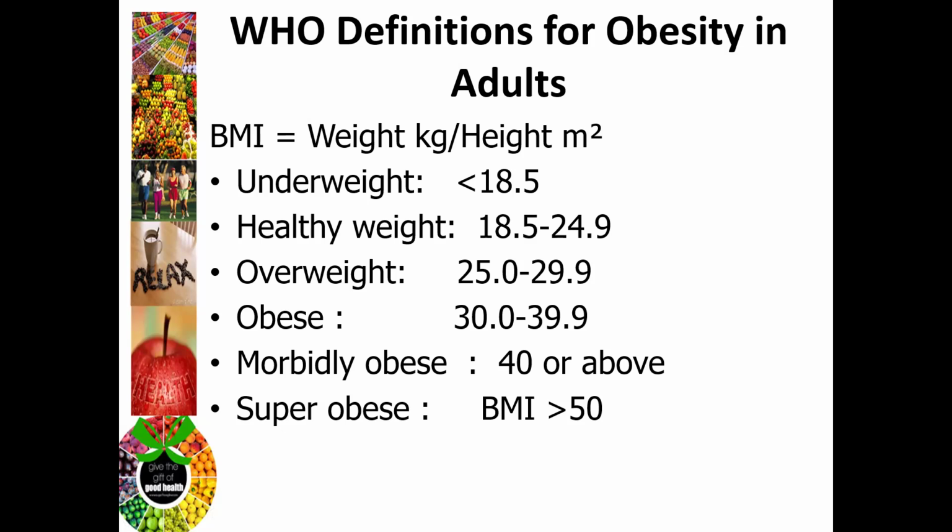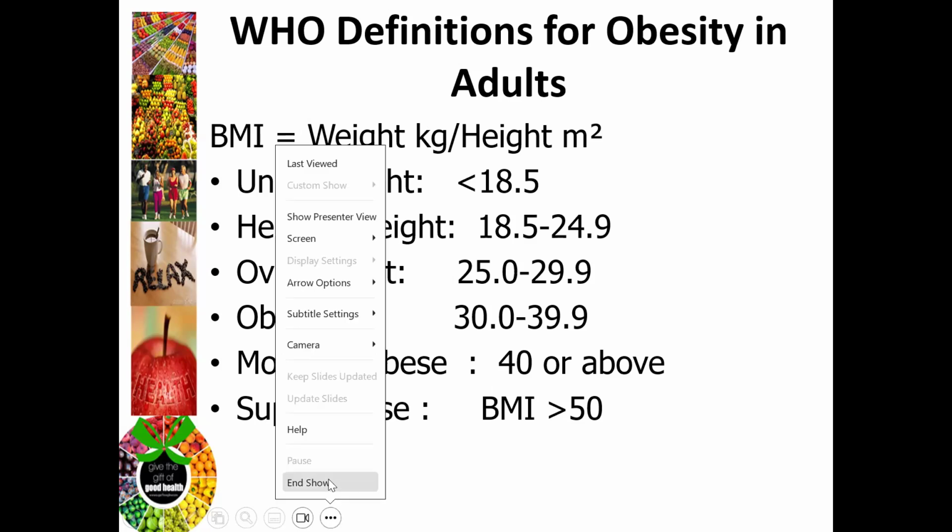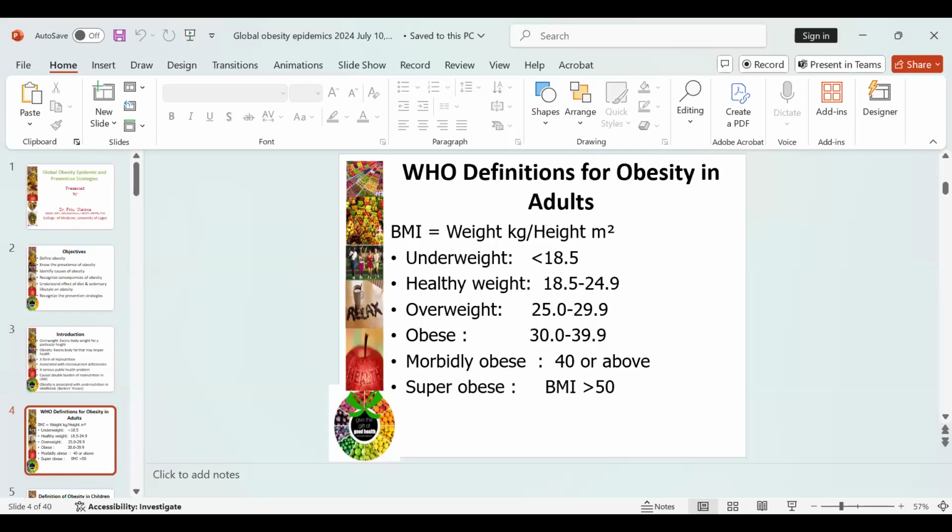nutritional status will be as follows: underweight, less than 18.5; healthy weight, 18.5 to 24.9; overweight, 25 to 29.9; obese, 30 to 39.9; morbid obesity, 40 and above; and super obesity, greater than 50. But remember what I said earlier, that if for any reason someone has a health challenge, even if the BMI is not yet 30, that person is obese.